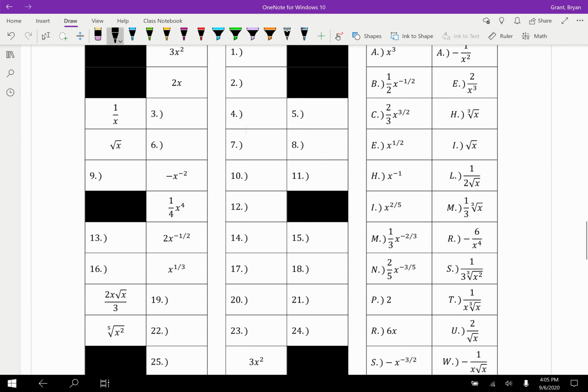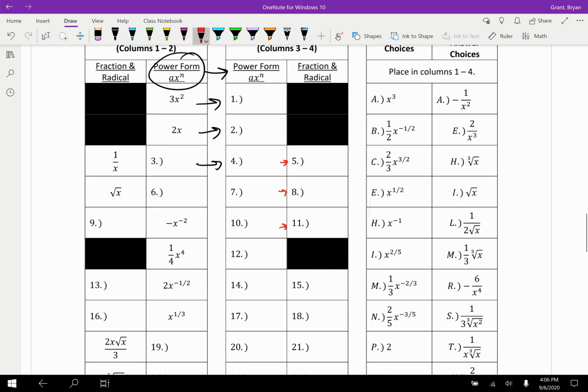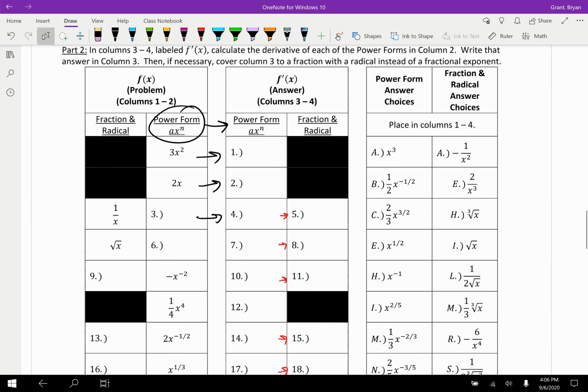They're just asking you to rewrite these as either something to a power or using a fraction and a radical, so using like a square root symbol. 3 and 4 are the derivatives, right? They're going to ask us to take the derivative of this column. And then once we have that derivative, they're going to ask us to rewrite it over here on some of them. Not all of them have to be rewritten. And you have a nice answer bank over here too.